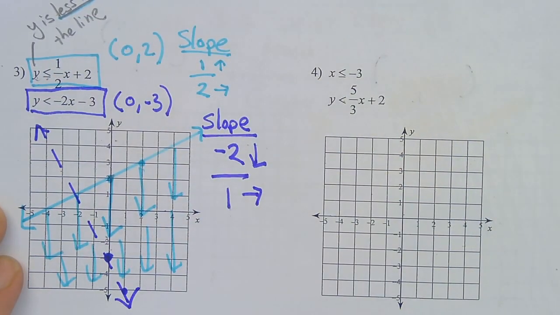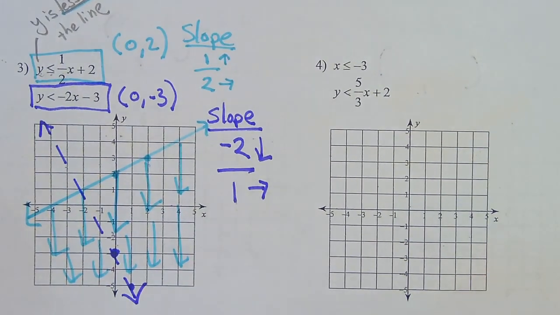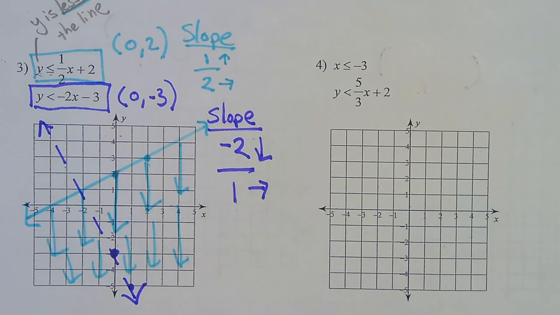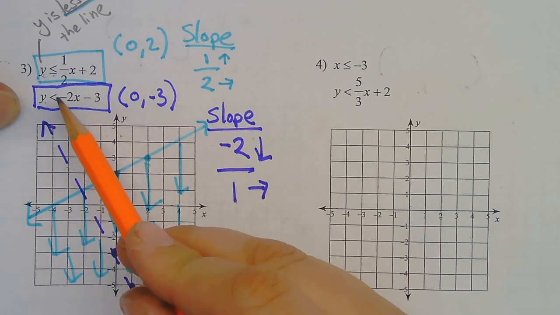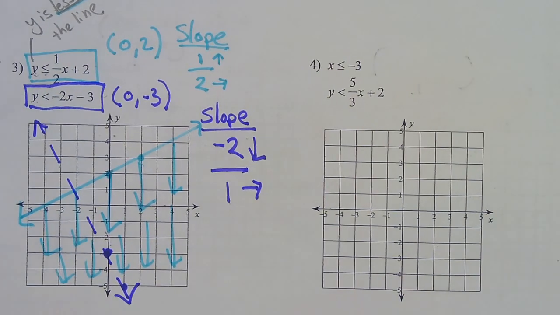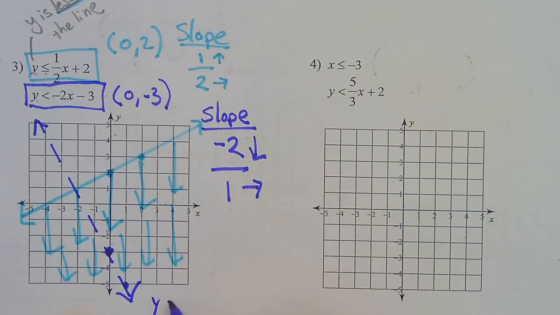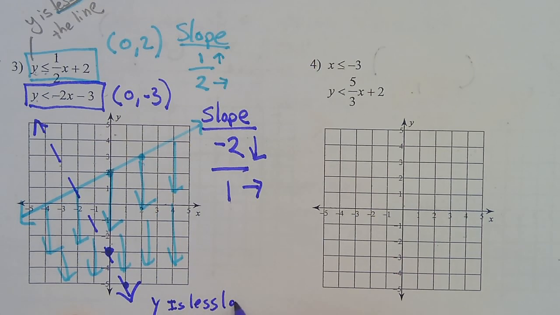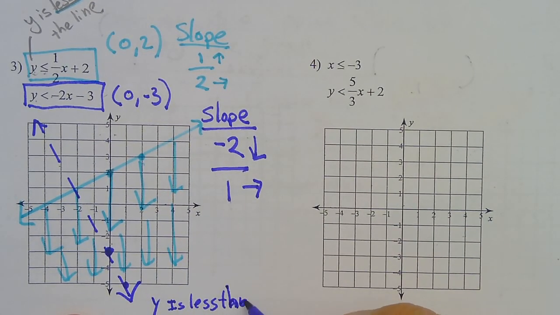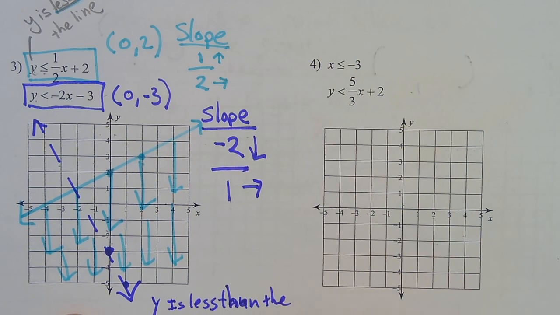Okay. So this line makes it a lot harder to use that process that I just showed you, reading it out loud. We can still try. This says y is less than the line. So if y is less than the line.